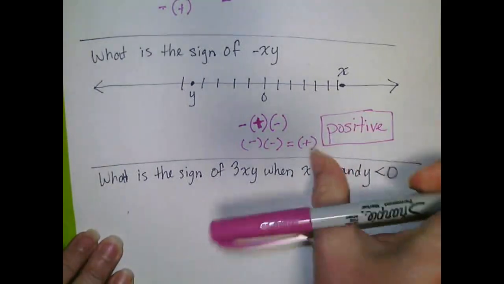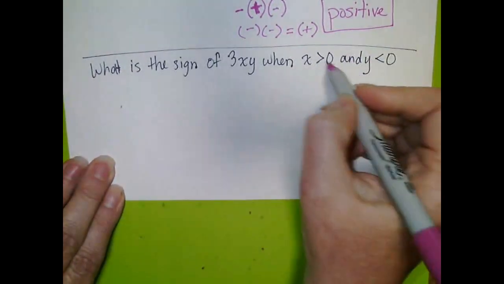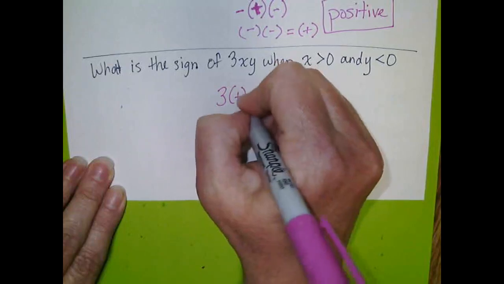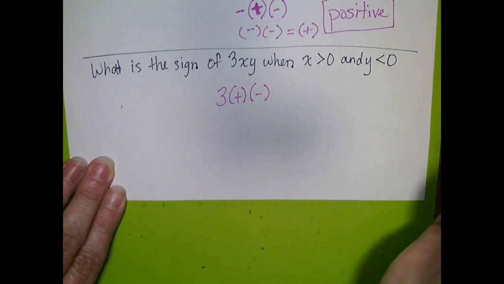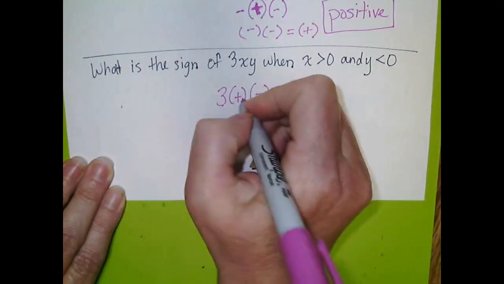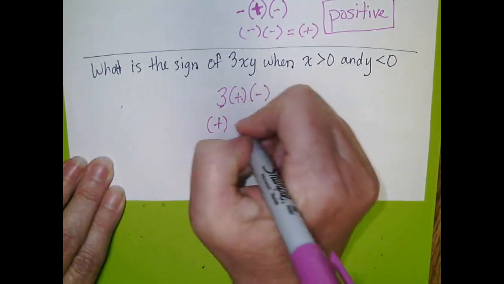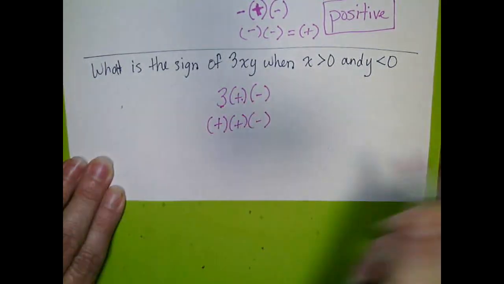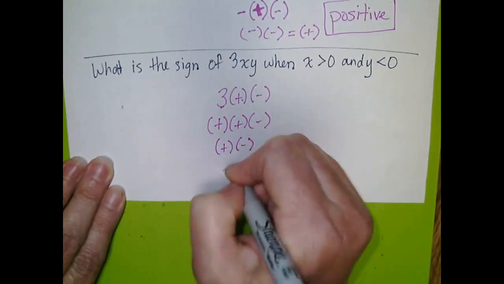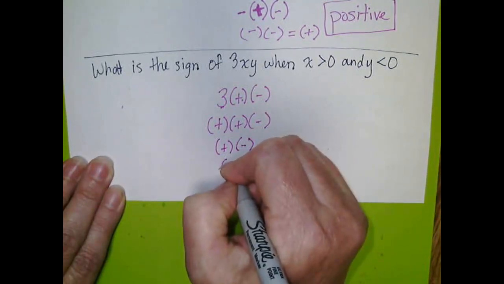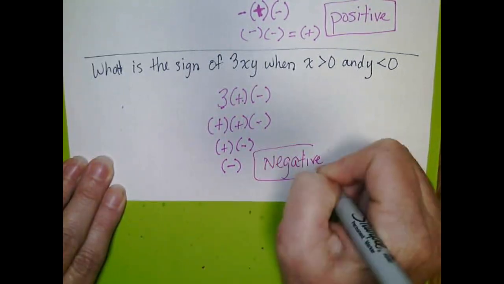All right. Last one that we have is, what is the sign of 3xy when x is greater than 0? So I'm going to put a positive sign there. And y is less than 0. So y is going to be negative. Well, 3 times, this one's positive, okay? So I'm not even worried about the number. I'm multiplying these 3 right here. Positive times a positive will give me a positive. And when I multiply the negative, a negative times a positive is negative. So that's it.